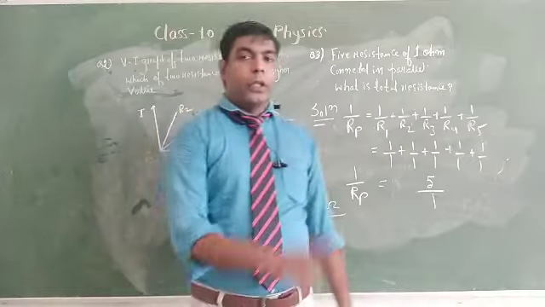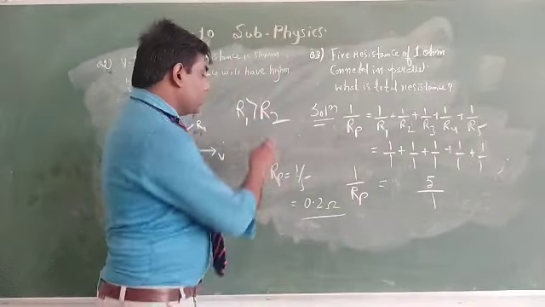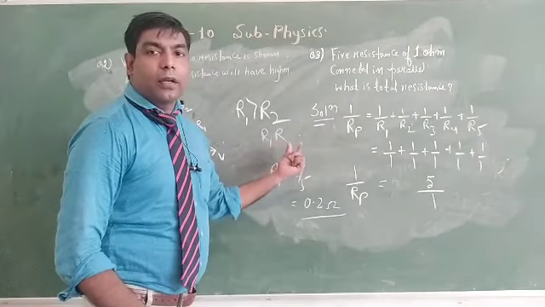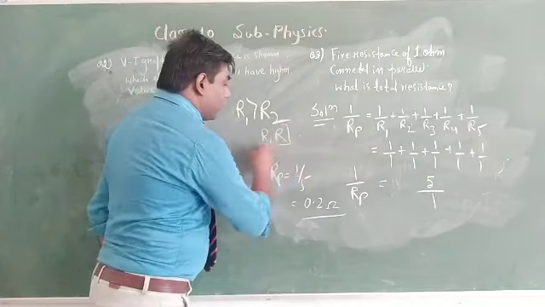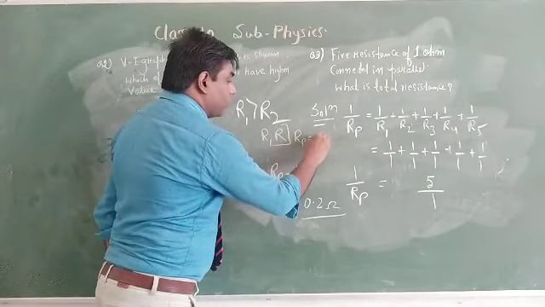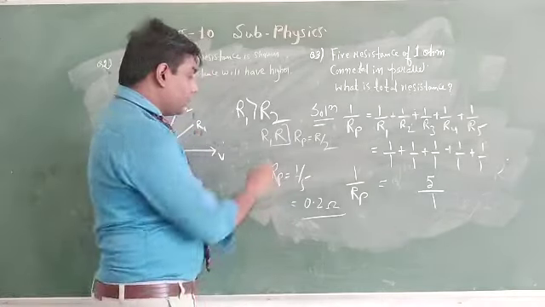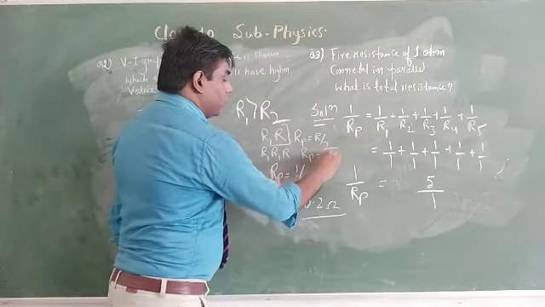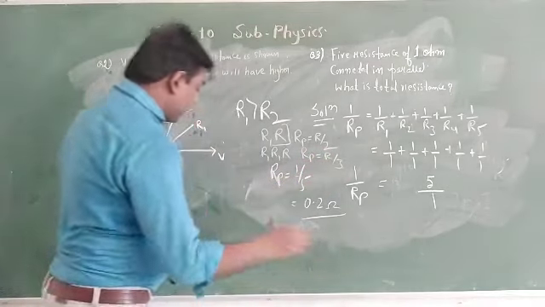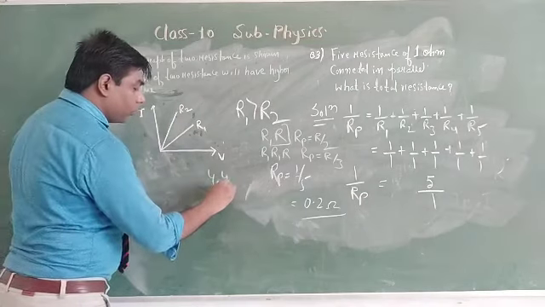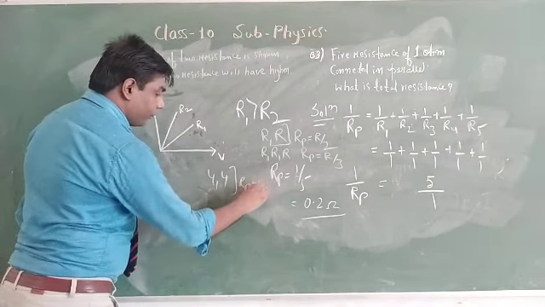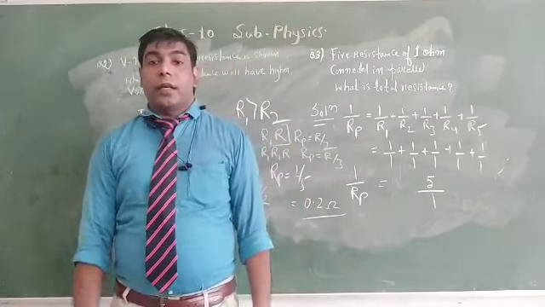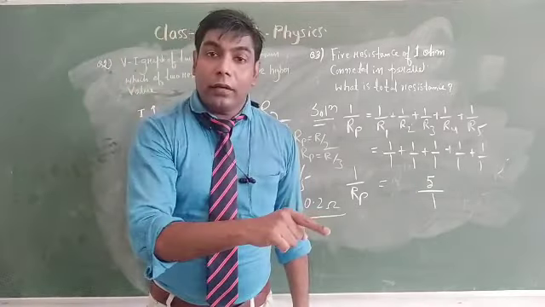But the shortcut is that if the question is given two resistance, how much value? R and R. They are connected in parallel. Then their value will be R by 2. If there are 3 resistance, R, then it is R by 3. If there are 2 resistance, 4 ohm, 4 by 2. Means if equal resistance are connected in parallel, then just take one resistance and divide the number of resistance.